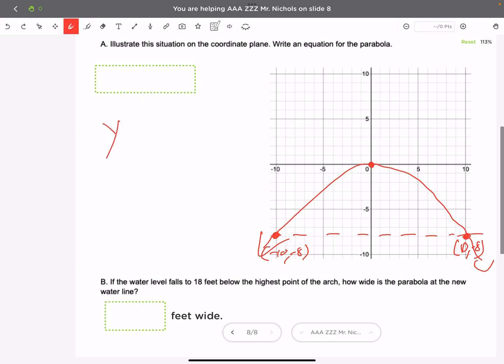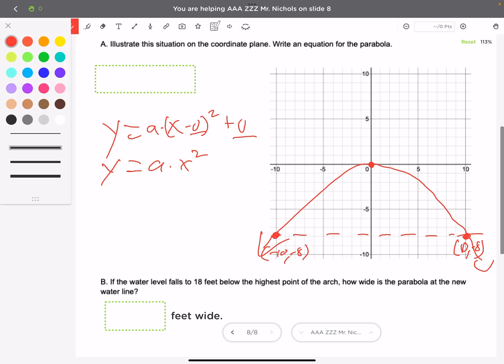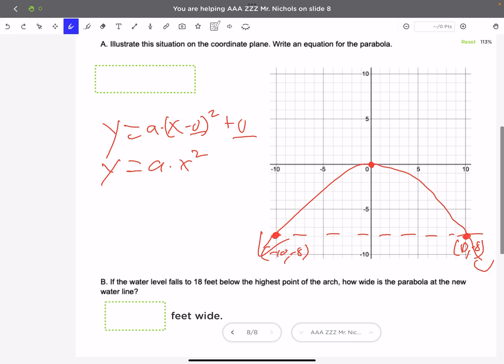So I know it's going to be y is equal to a times x squared, right? Now, I could write it like this, like x minus 0 squared plus 0, since that's my vertex form, 0, 0. But that just simplifies to y is equal to a times x squared. And to solve for a, what I can do is pick either one of my points, doesn't matter which one. So I'm not dealing with as many negatives, I'll choose this one, (10, -8).